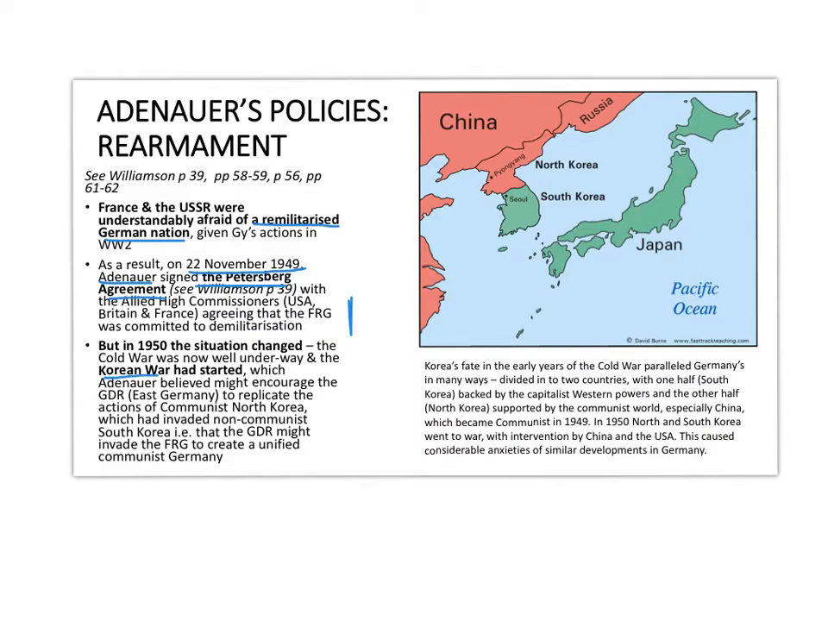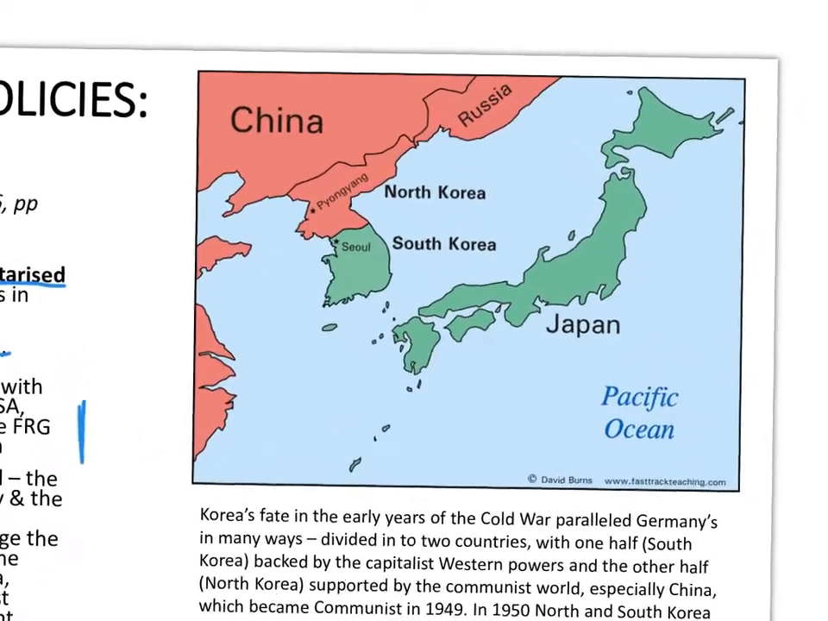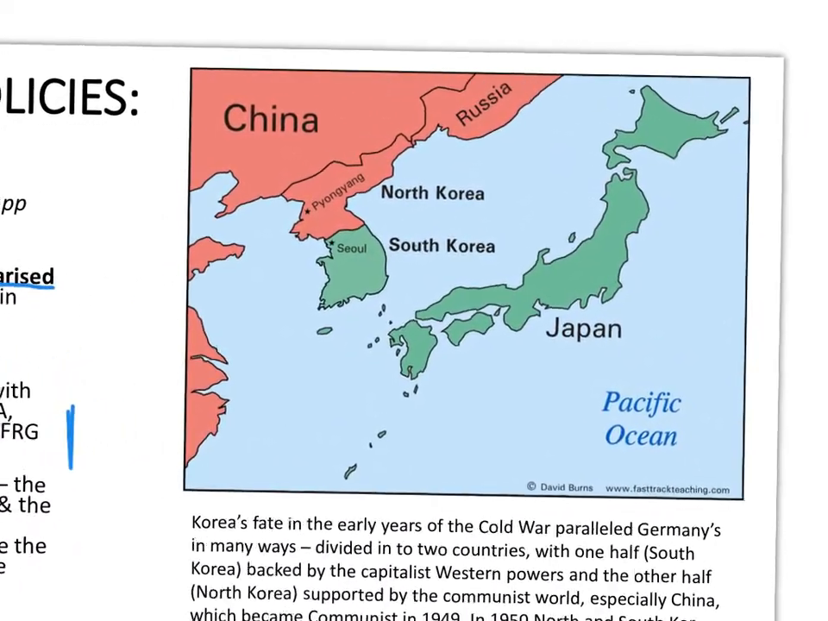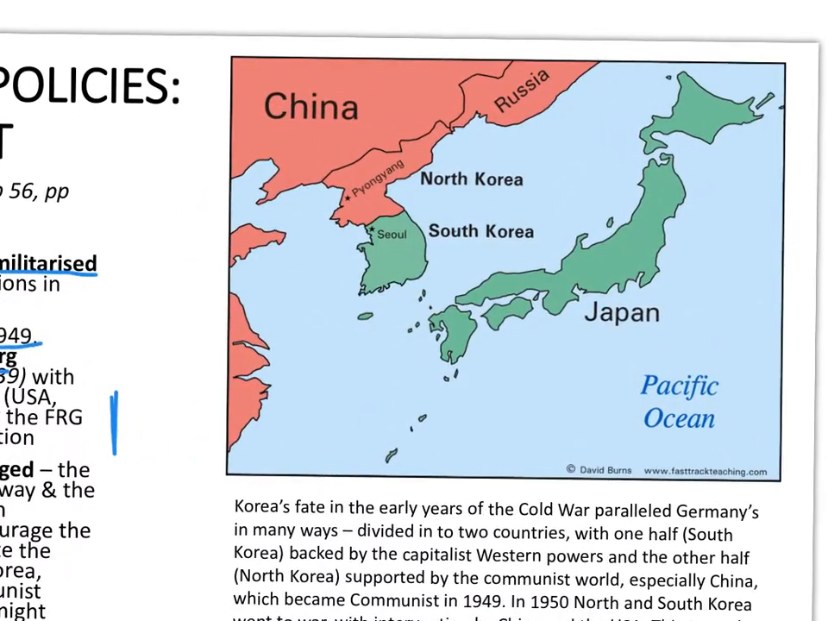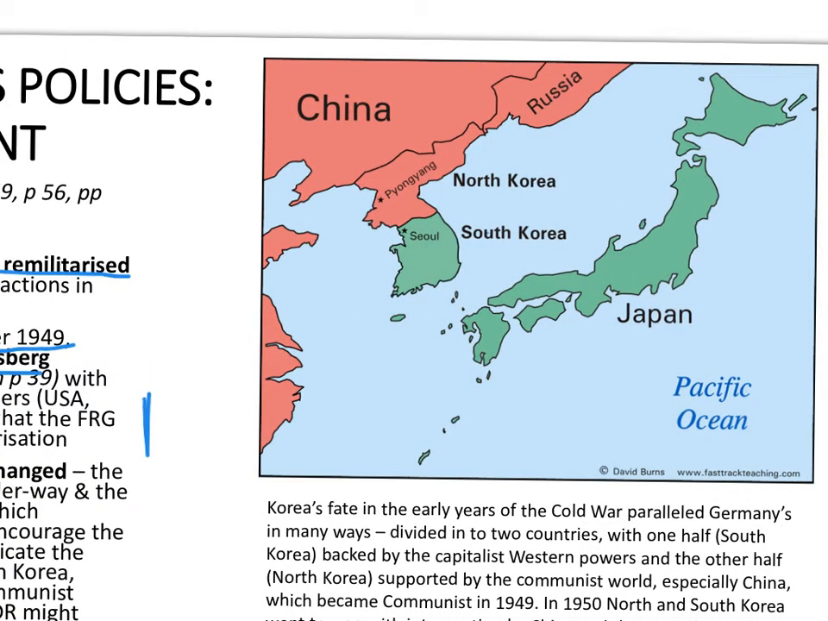Now, there's a map here on the right, so just have a quick look at that. Korea is over on the other side of the world. There's Korea. As you can see, it was a peninsula off the mainland of China.